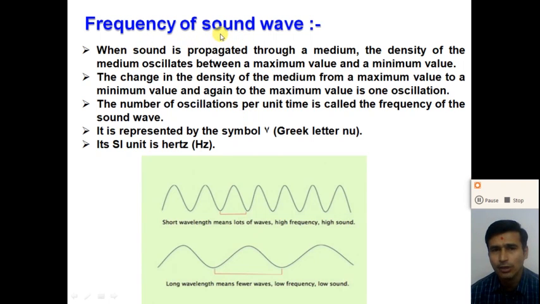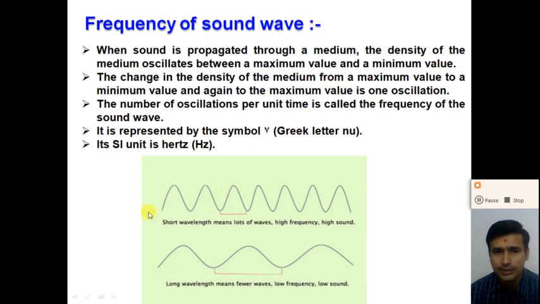The frequency of the sound wave. When the sound is propagating through a medium, the density of the medium oscillates between a maximum value and a minimum value, right? So here the sound wave is traveling through a medium due to the variation of the density, and the density of the medium is oscillating between some maximum value and the minimum value, right? So the change in the density of the medium from the maximum value to the minimum value and again to the maximum value is called one oscillation.